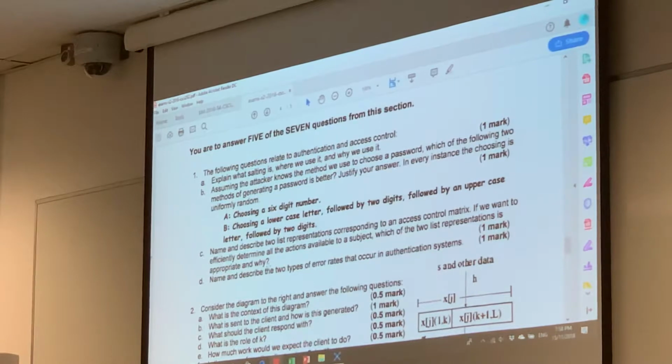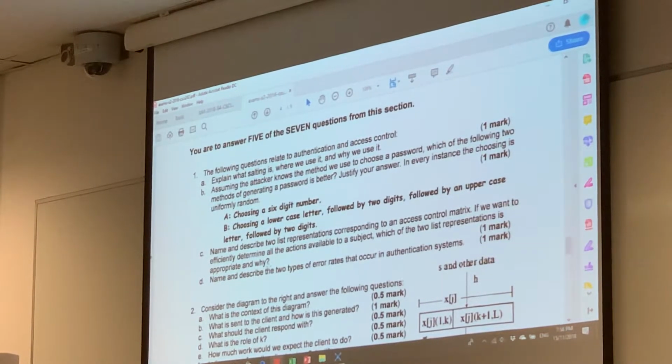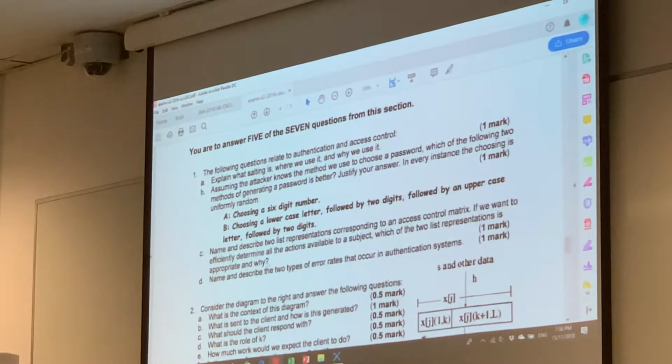Many times already, yeah? What are the two representations? Which one is which? The capability is the row-based one. Don't say row or column, say from the subject's point of view, from the object's point of view. If you turn the matrix, then you go row and column, and everything is wrong.